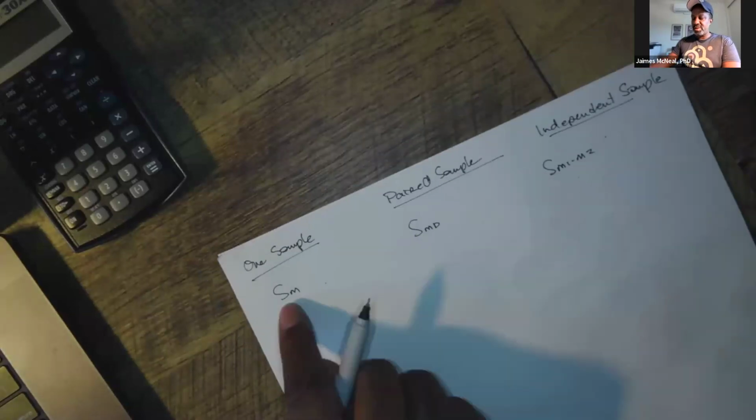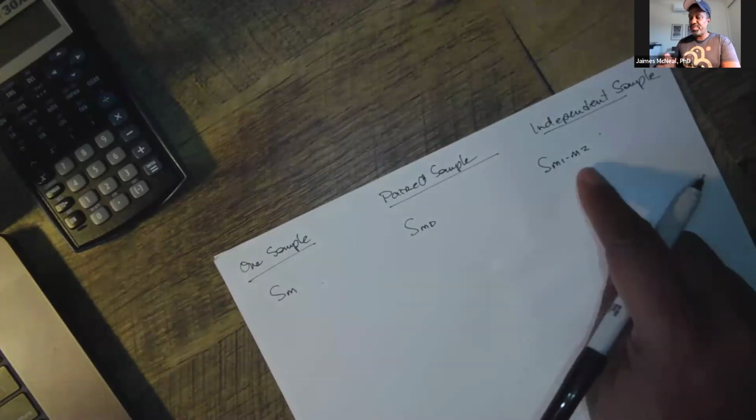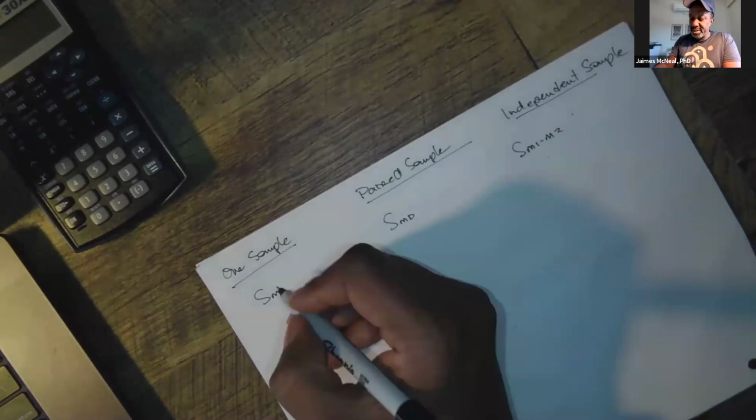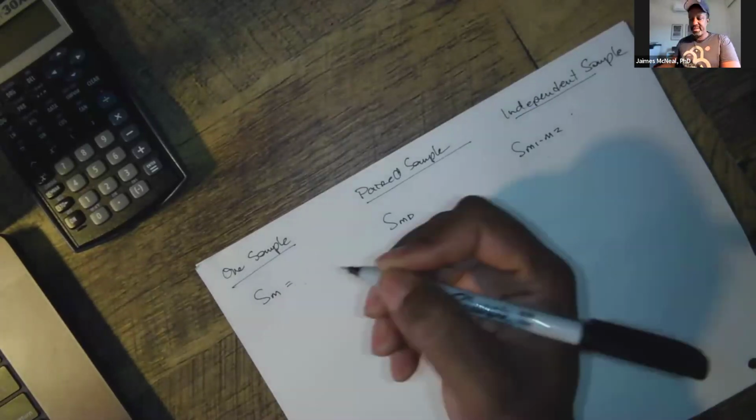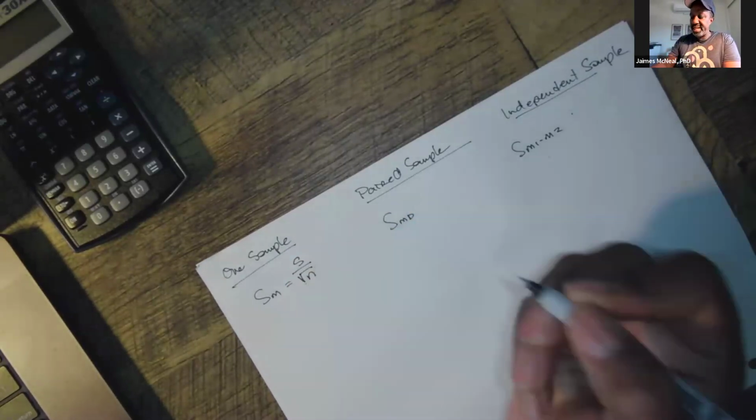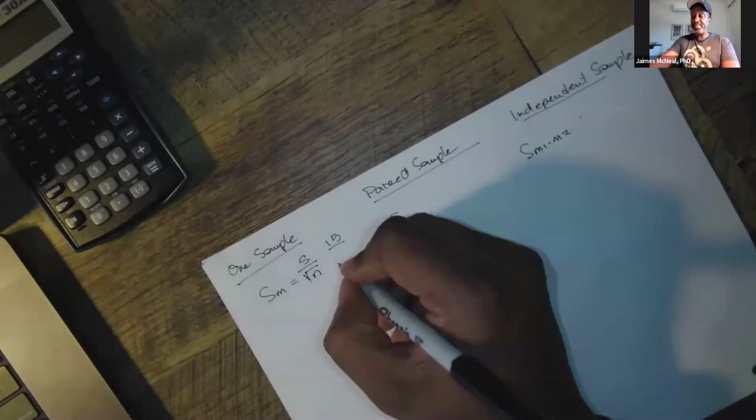This is the standard error of the mean difference, and this is the standard error of the difference between group 1 and group 2. The formula is quite simple. It's just the standard deviation divided by the square root of n. So if the standard deviation is 15, let's say, and n is 10, so it's the square root of 10.